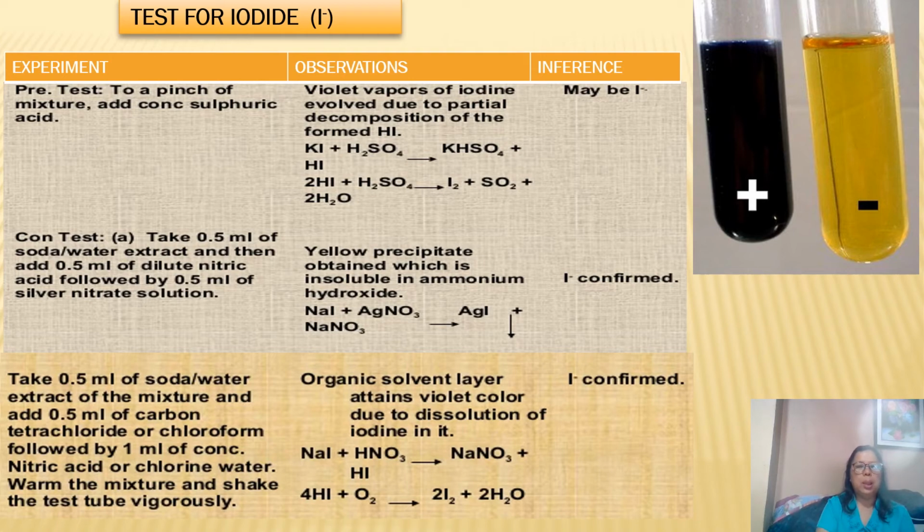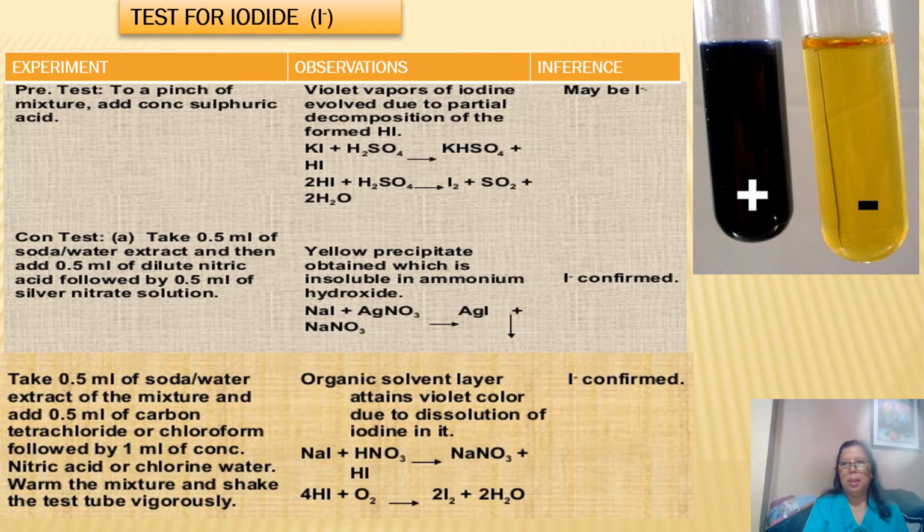Or upon the addition of nitric acid or chlorine water, and then warm the mixture. After warming the mixture, the addition of carbon tetrachloride will lead to the formation of violet color. So the sample added with carbon tetrachloride when heated gently will confirm whether that substance is positive or negative with iodine, rather.